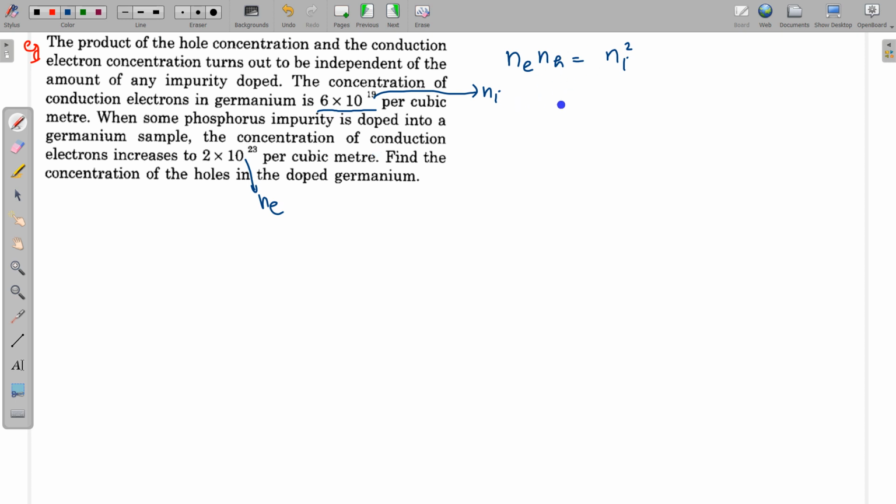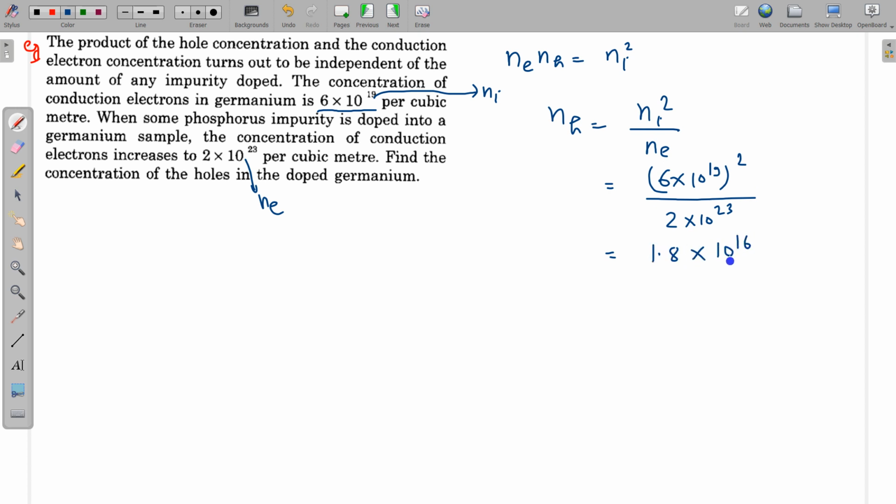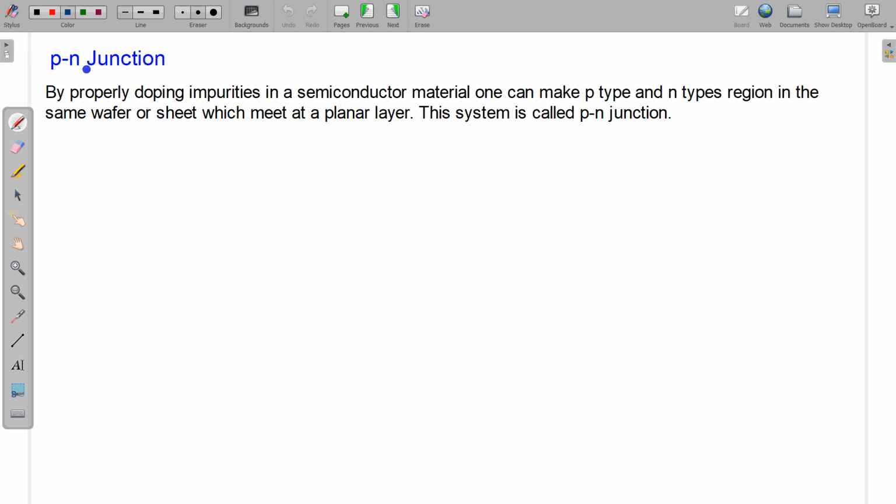So obviously you have to use this equation. This is Nh is equal to Ni square divided by Ne. And what is this? This is 6 into 10 to the power 19 whole square, and this Ne is now 2 into 10 to the power 23. So solving we can get 1.8 into 10 to the power 16. So this is the hole concentration, and we can easily see the hole concentration is very less as compared to the electron concentration. Now let us take the next topic in semiconductor, and the topic is p-n junction.